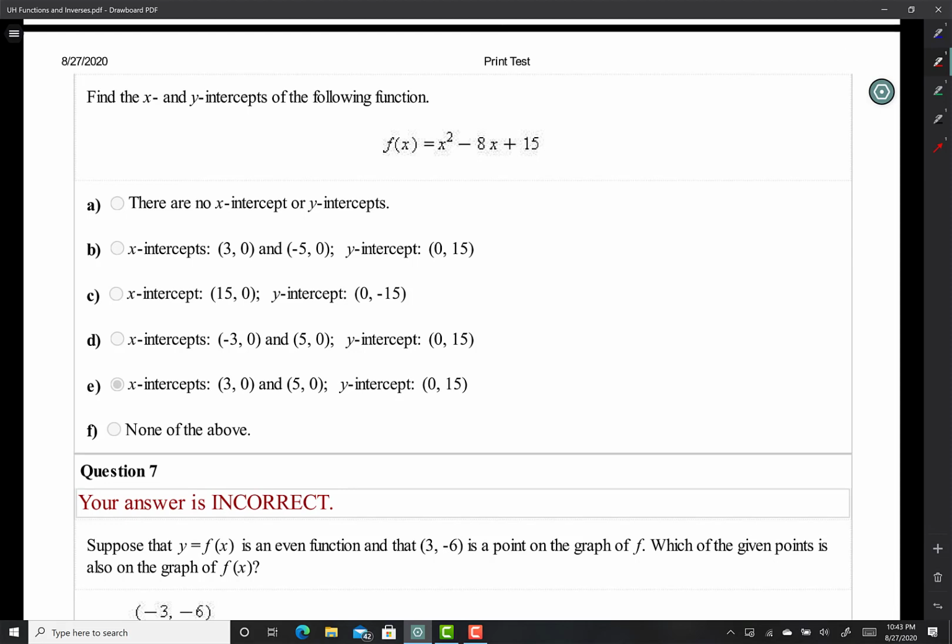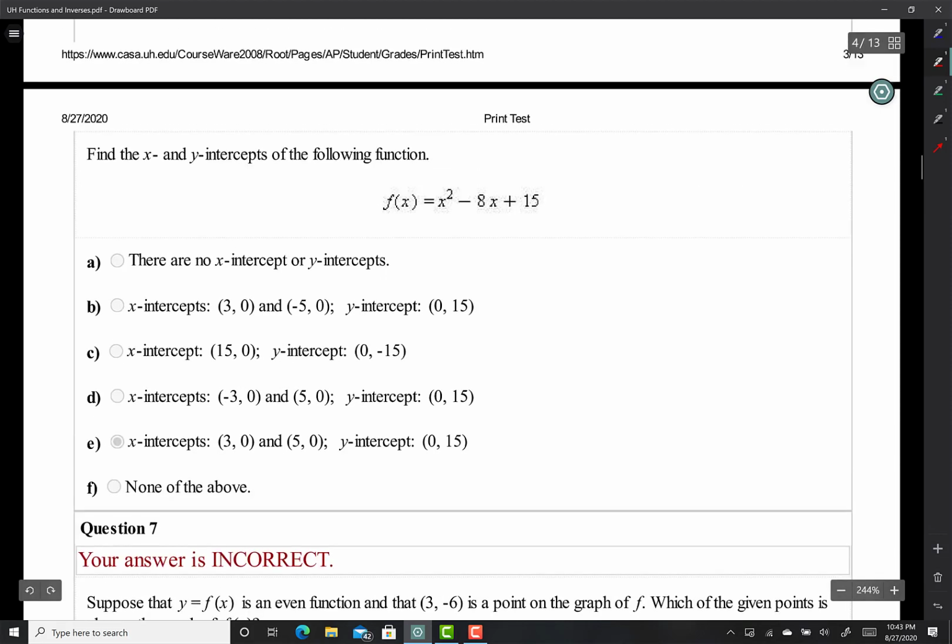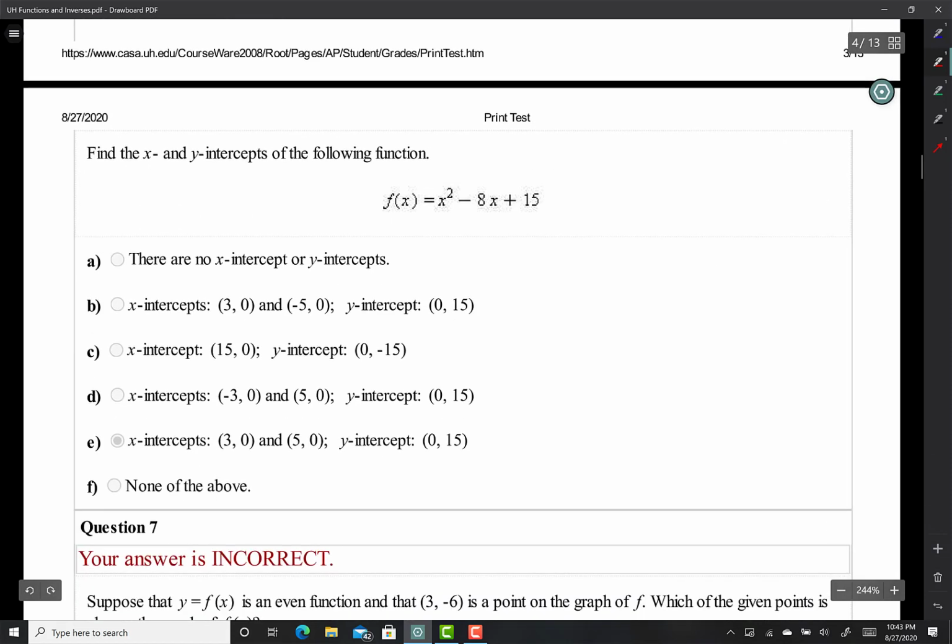Find the x and y-intercepts of the following function. So this one's pretty straightforward, I think. For the y-intercept, where you cross the y-axis, plug in an x value of 0 and you're going to get 15. So (0, 15) is your y-intercept. That's the first thing I would look for. This one has a negative, so out. Maybe, and I guess none of the above could be a maybe as well.